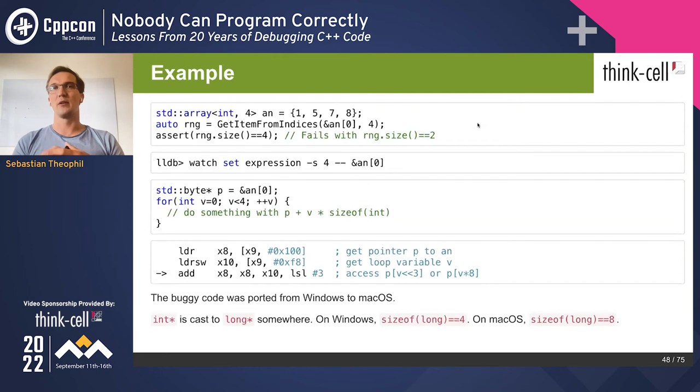Because on Windows, longs and ints are actually the same size. So some people use long and int interchangeably a bit. On macOS, a long is 8 bytes long, and an integer is 4 bytes, of course. So probably somebody had taken a long pointer instead of an int pointer on the Windows code, and then just compiled that for macOS. And I could send a bug report to the programmer with that piece of binary code. And that bug got fixed, I think.